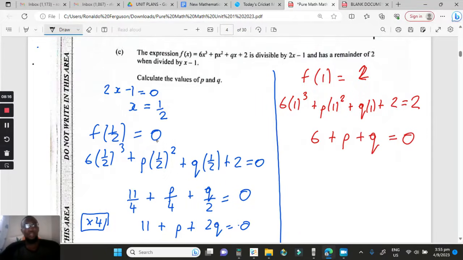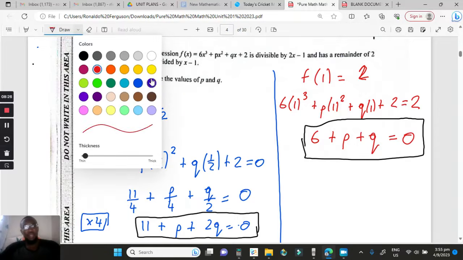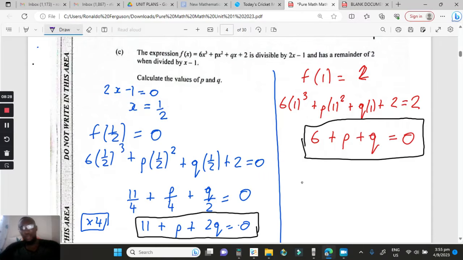So now we have our two equations. We have this equation, and our other equation over here. I put it inside the black box. Now we can go ahead and do either addition or subtraction, however you want to do it. So I connect them right here and I'm going to subtract.